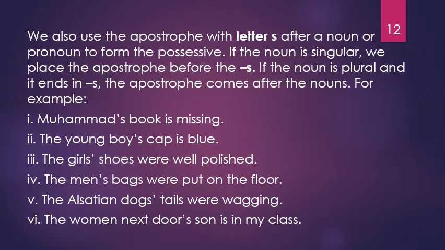We also use the apostrophe with the letter S after a noun or pronoun to form the possessive. If the noun is singular, we place the apostrophe before the S. If the noun is plural and it ends in S, the apostrophe comes after the S. For example, the young boy's cap is blue. The apostrophe comes before the S because the noun boy is singular. The girls' shoes were well polished. The apostrophe comes after the S in girls because it is a plural.